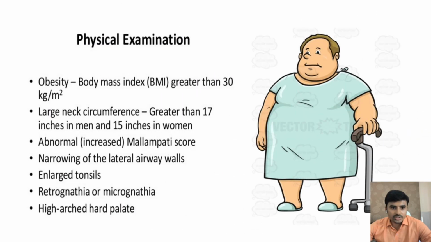Firstly, physical examination. Measure BMI. BMI greater than 30 has more chances of having OSA. Large neck circumference, more than 17 inches in males, 15 inches in females. Increased Mallampati score, narrowing of the lateral airway walls, enlarged tonsils, retrognathia or micrognathia, high arched hard palate.